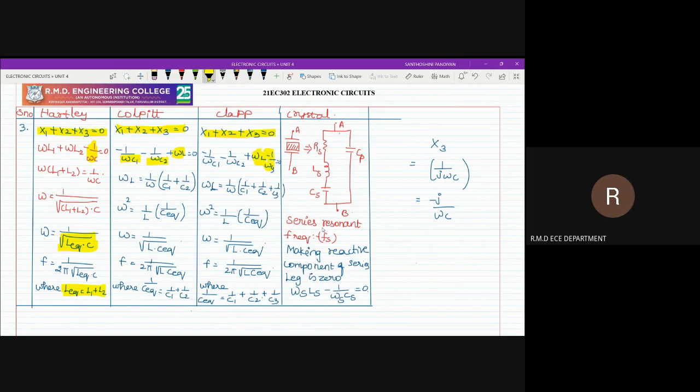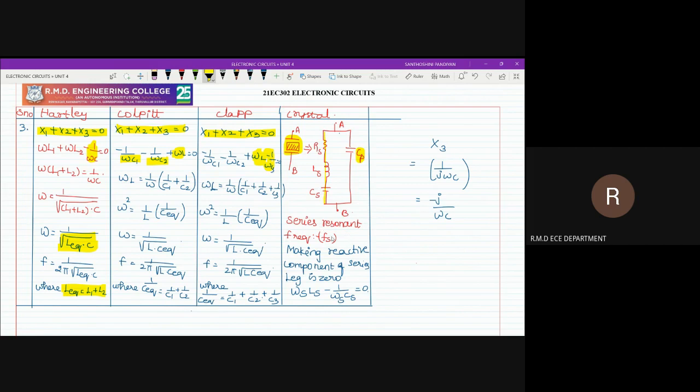In the crystal oscillator, you have to find two things: one is the series resonant frequency and the other is the parallel resonant frequency. This is the equivalent diagram of the crystal oscillator. A single crystal consists of two branches. One is a series leg of RLC components and the other is a parallel capacitor, called Cp. Here R, L, and C are all connected in series, so it will be Rs, Ls, and Cs.